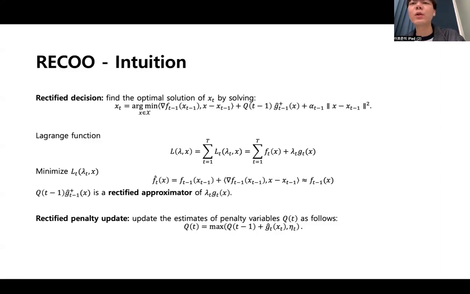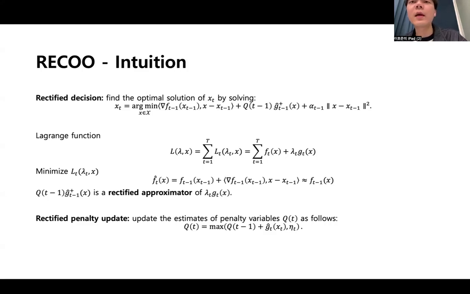Let me explain the intuition behind this algorithm. The purpose of rectified decisions is to minimize the Lagrange function of the offline COCO. At the T-th step, we minimize L_T. They approximated F_T with F_{T-1}, since F_T is unknown in round T. To make the objective function convex, we approximated it with a first order approximation. Although F_T and F_{T-1} are unrelated, approximating F_T with F_{T-1} seems unreasonable.